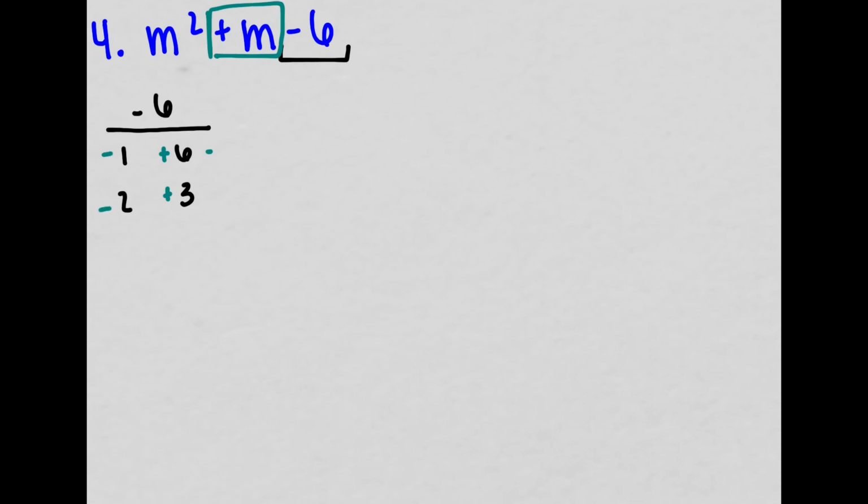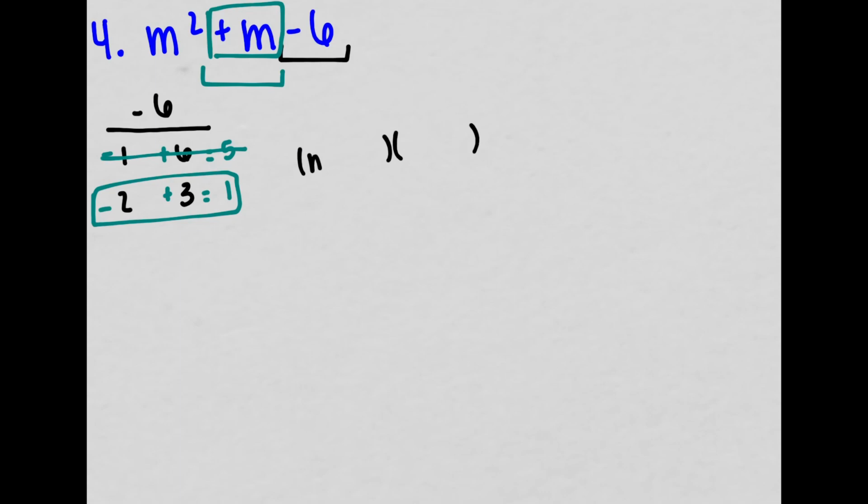So now -1 plus 6 is 5. I'm looking for a +1. That's not it. -2 plus 3 does give me +1 though. So I have my factors. I set up my parentheses, put m in the beginning of each one. I put -2 in one of them and +3 in the other. And I now have number 4 factored.